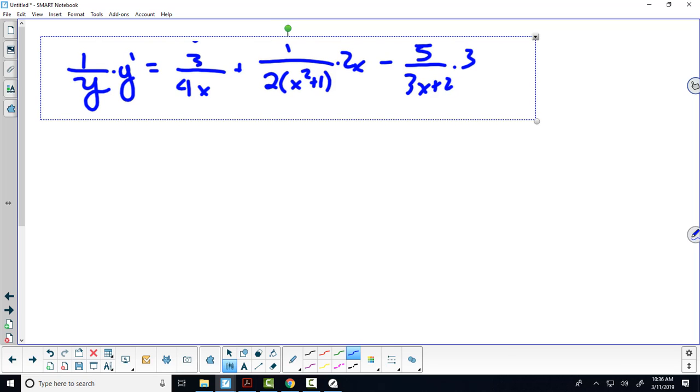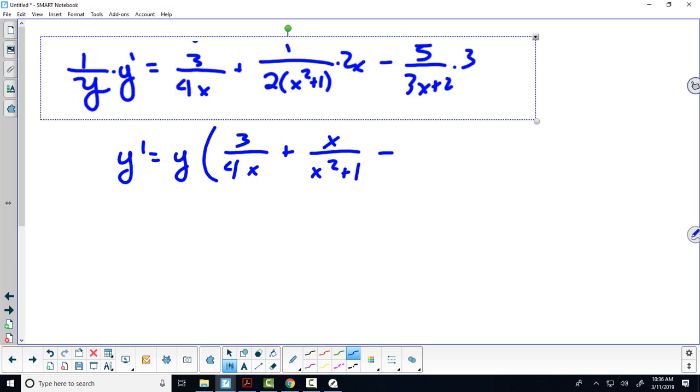Okay. So multiplying this y over to the other side, we get y prime is equal to y times 3 over 4x plus x over x squared plus 1 minus 15 over 3x plus 2. I've got one more step before parking my answer. The original problem wasn't an implicit function of y, it was explicit. So what can I do?